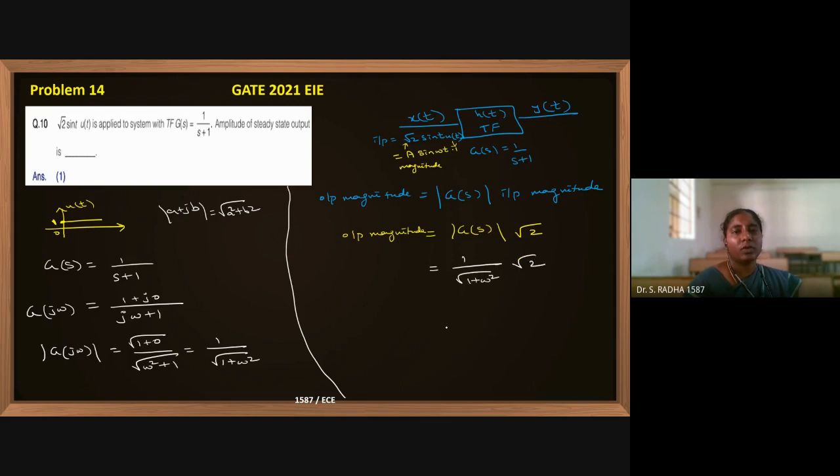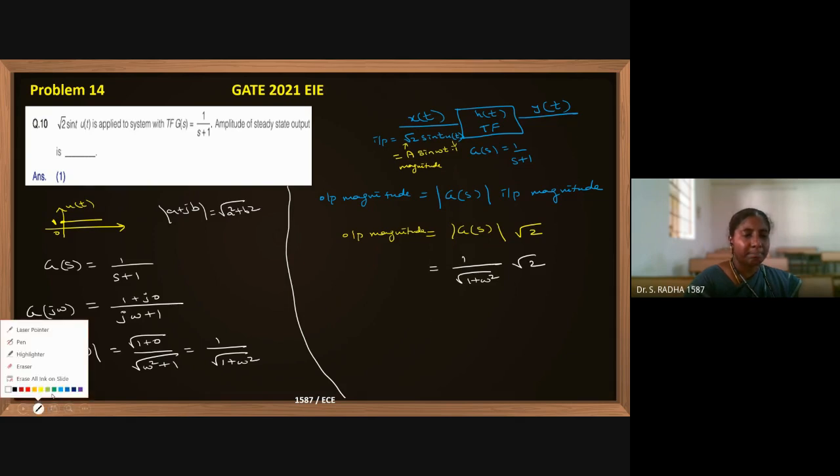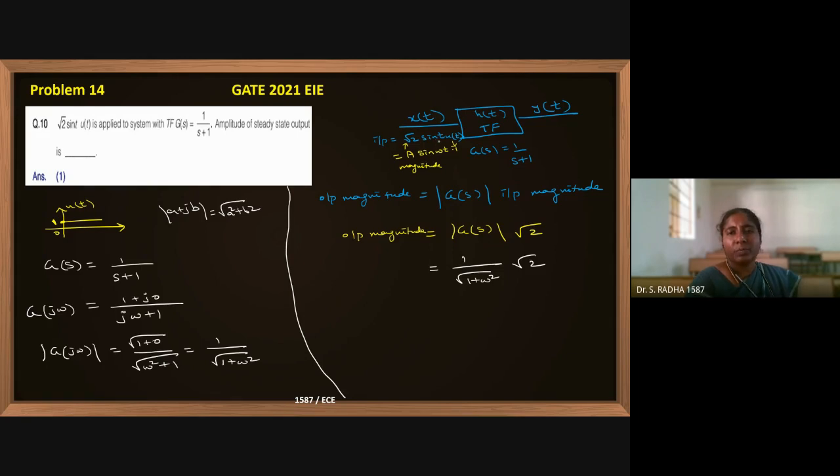Now you can see omega value is present here. Sin t means omega value is 1. So I am going to substitute omega value 1 in 1 by square root of 1 plus omega square, into root 2. So 1 by root 2 into root 2 gets cancelled. So output magnitude equals 1.